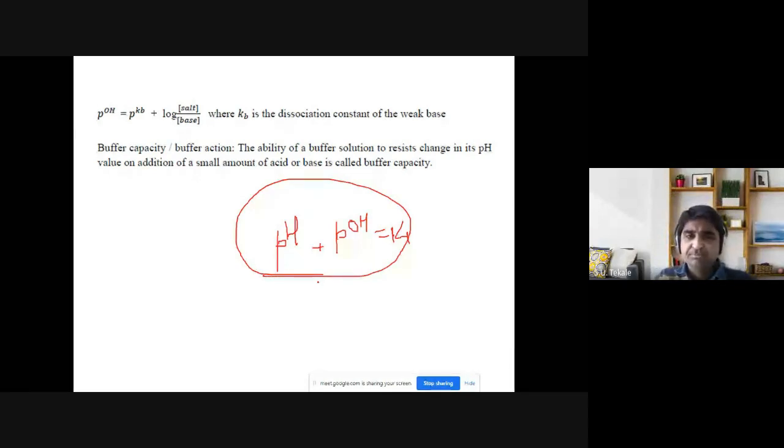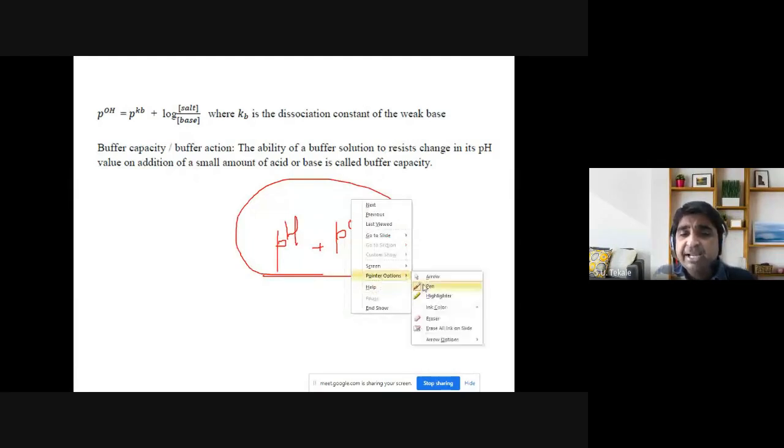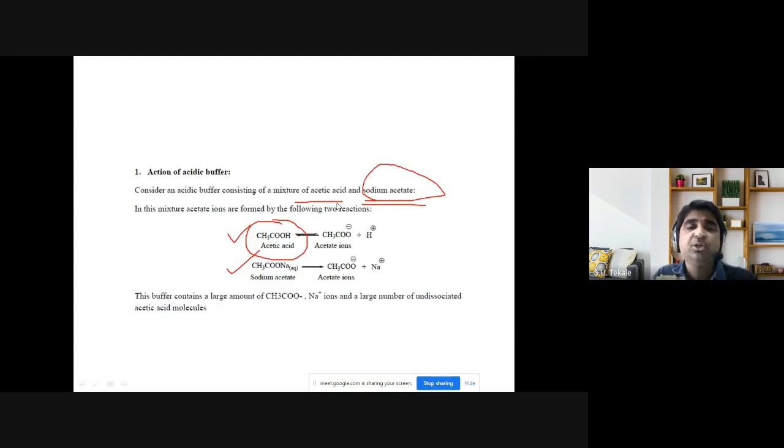And buffer capacity or buffer action is nothing but the mechanism by which the solution is trying to resist change in its pH value on addition of a small amount of acid or base. In the mechanism of action of buffers, we have discussed how this acidic buffer works. For this purpose, we considered a simple example of acetic acid and sodium acetate.